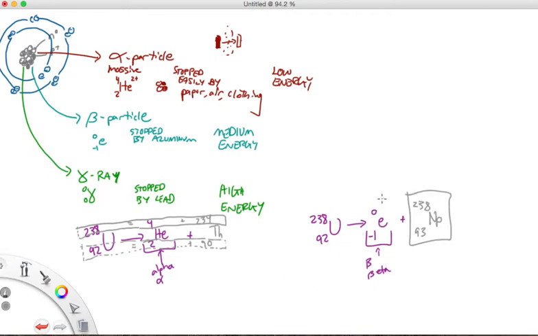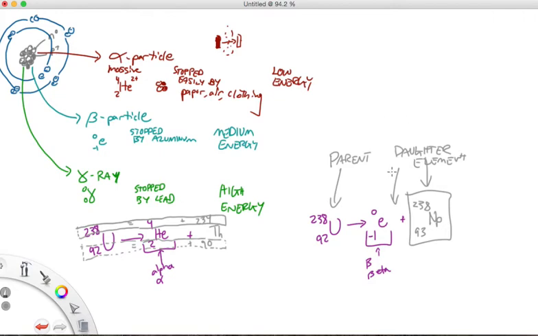A little terminology here. This right here is called the parent element. These over here are called daughter elements. And if it's not an element, like in this case, this electron is not an element, you can call this a beta particle, and this just would be the only daughter element remaining. So it's the stuff that's left over. I don't know why it's daughter, not son. It's just the way it goes.